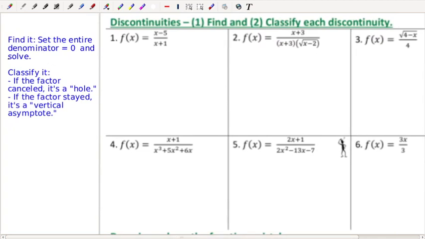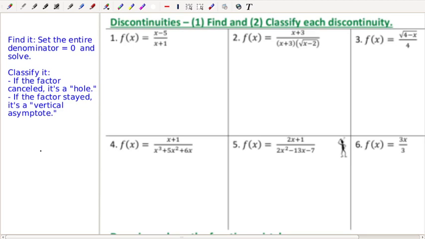I've got written in the margins how we're going to do that. So we're going to find discontinuities by setting the entire denominator equal to 0 and solving. And then we're going to classify a discontinuity using the following. If the factor canceled from the numerator and the denominator, then it's a hole, or removable discontinuity. Cancel it out, we remove it. And if the factor stayed in the denominator, then it's a vertical asymptote. And again, we're not going to worry about jump discontinuities at all, talking algebraically. We've only got those two kinds.